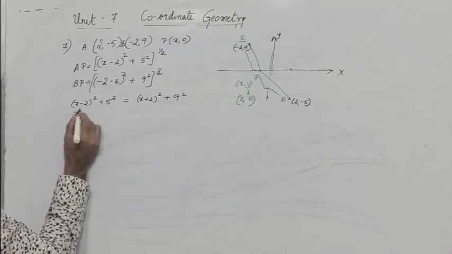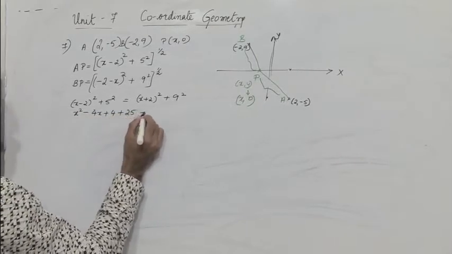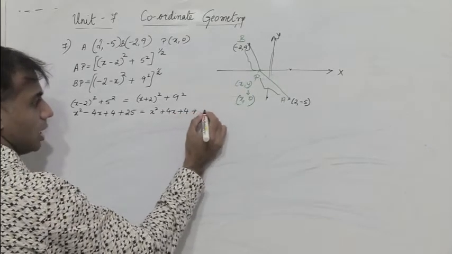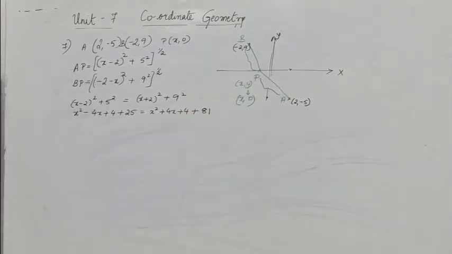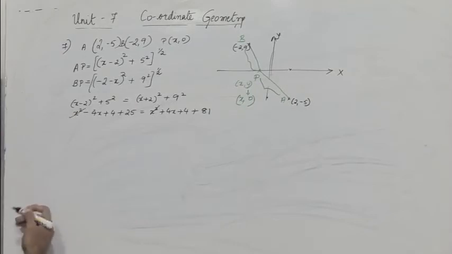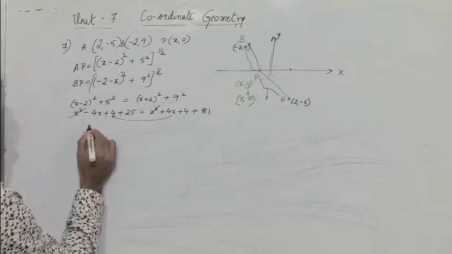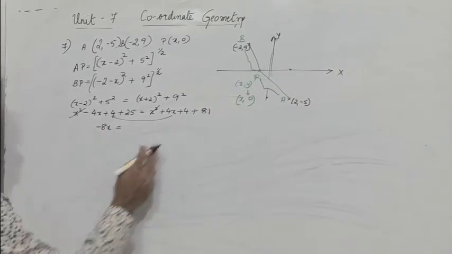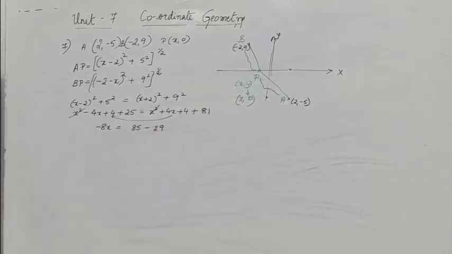So expanding, I have x square minus 4x plus 4 plus 25 equals x square plus 4x plus 4 plus 81, since 9 into 9 is 81. So here x square gets cancelled. Let me bring 4x to this side, so I get minus 4x minus 4x, which is minus 8x, equal to 85 minus 29.